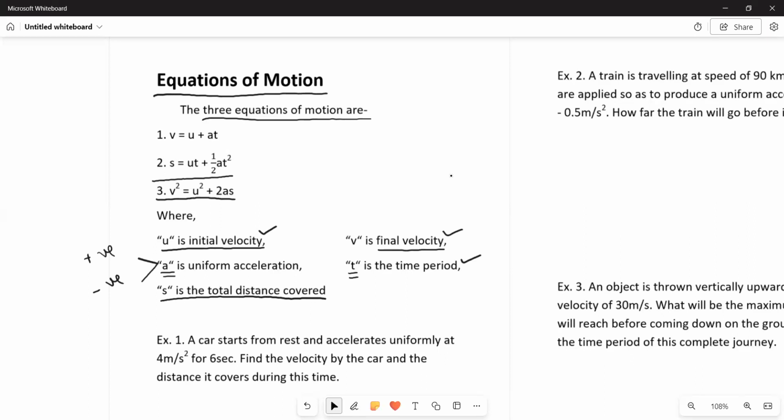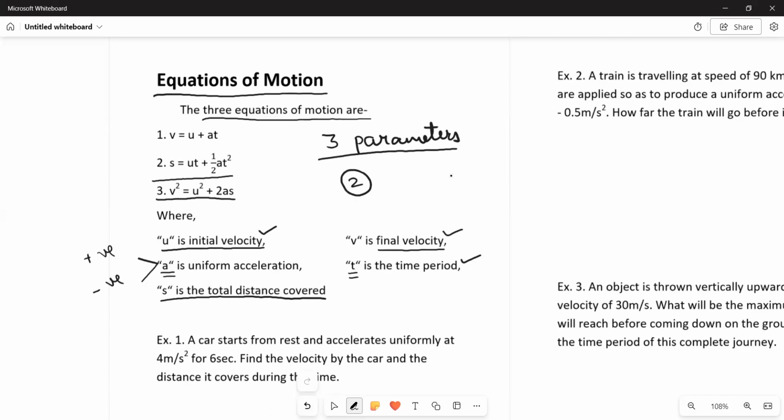Okay. So whenever we are given any condition about any motion, we'll always be given 3 parameters. Based on these 3 parameters, it can be our initial velocity, final velocity, acceleration, time period, or the distance covered. From any of these 3 parameters, we can find the remaining 2 parameters.